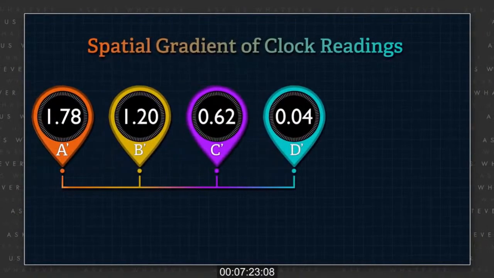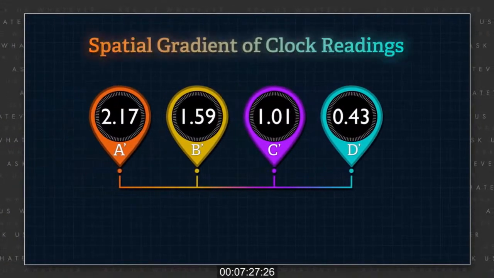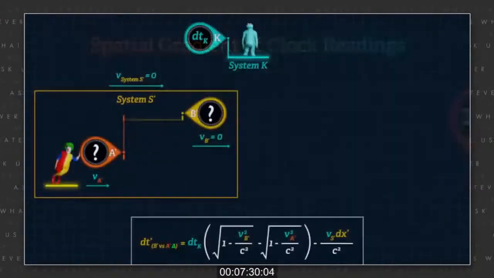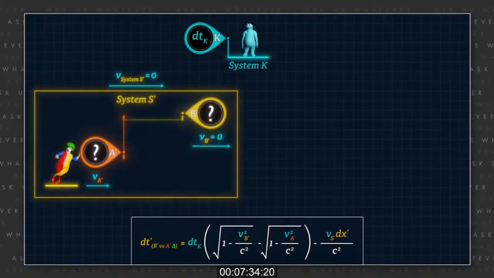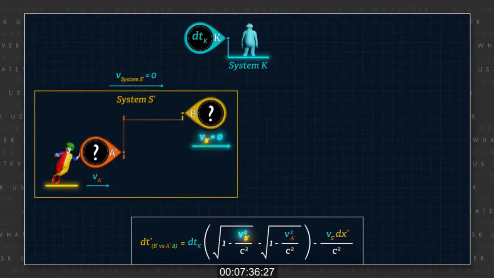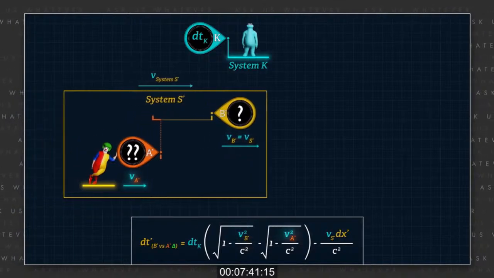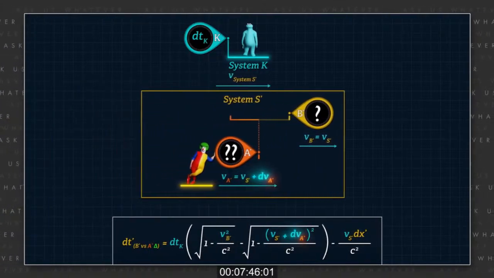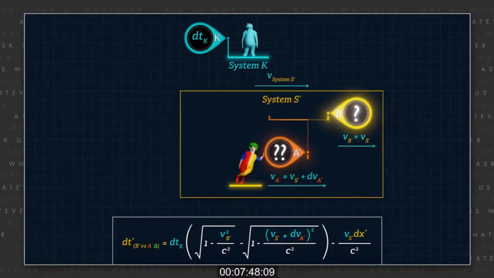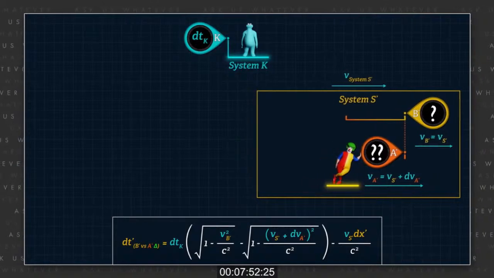In other episodes, I've referred to the difference in clock readings as a clock offset, or as a spatial gradient of clock readings. Since our clock B prime is stationary in system S prime, we can simplify our formula by replacing V sub B prime with the speed of system S prime. We can then write speed V sub A prime as V sub S prime plus the incremental speed at which clock A prime approaches clock B prime as measured from system K and system K dimensional units. We will call that incremental speed dV sub A prime.